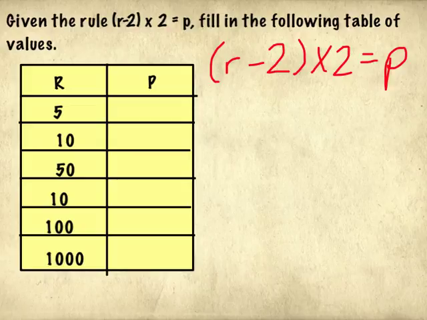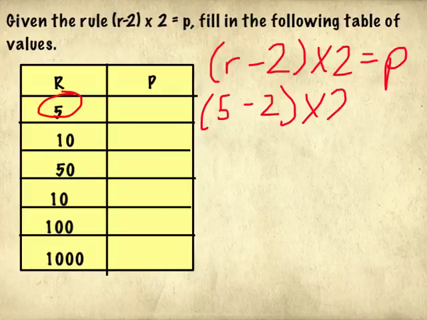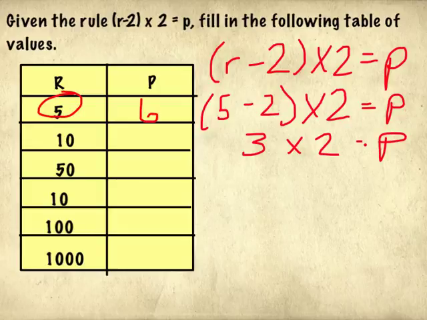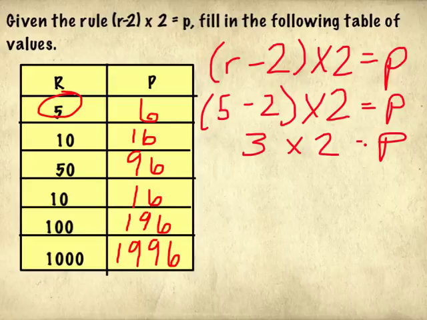So if my rule is r minus 2 in brackets times 2 equals p, then for this first one I'm going to sub in the 5. So it's going to be 5 minus 2 times 2 equals p. 5 minus 2 is 3 times 2 equals p. So that's going to be 6. And if I keep doing that, I can fill in all the rest of the table of values. And it will look like that.